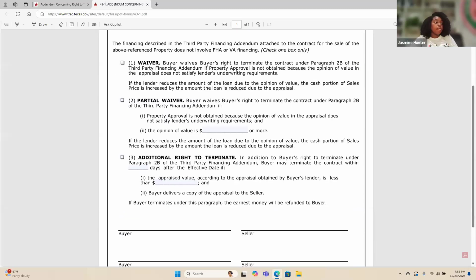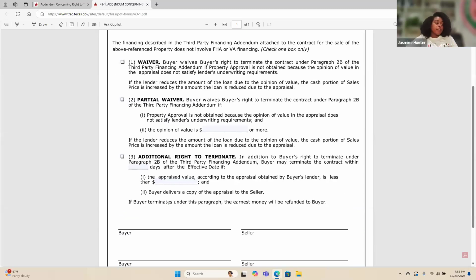Now, if it's a partial waiver, that means we understand that the sales price is over market value, or that we are offering over market value. We understand that, but we're okay with meeting you in the middle. So although I'm buying the house at 400,000, if the appraisal at least comes in at 380,000, if it comes in at 380 or more, then I will partially waive it.